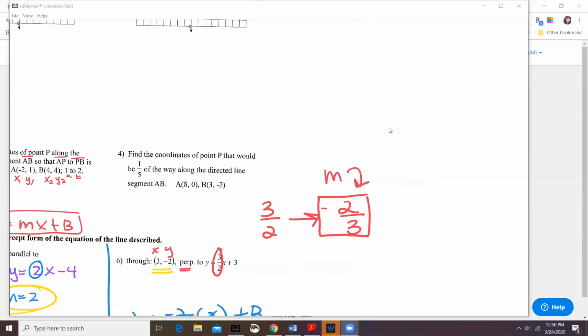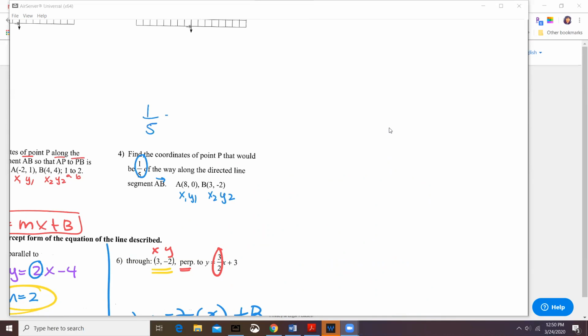All right, so number 4. Find the coordinates of P that would be 1/5 of the way along the directed line segment AB. So since it's AB this way, this is x1, y1, and then this is x2, y2. When it says 1/5, this is already a over a plus b. So you're just going to use this. You don't have to do one is a and one is b. Okay.